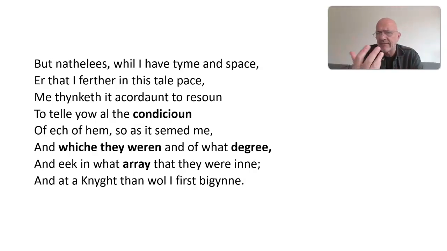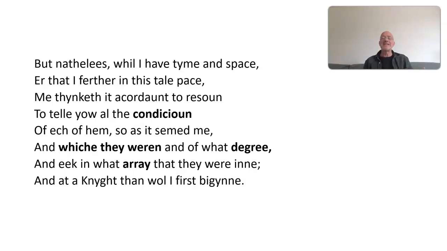In what condition are they in? What they look like. What did they look like, those people? Tell you the condition of them. Then which they were in, which means what they were by way of their profession. Okay, knights, monks, carpenters, millers, reeves, pardoners, whatever, yeah. And then again, of what social standing, degree they were, the social hierarchy. And also in what garments they were, clothes, in what array they were. And I will begin with the knight.